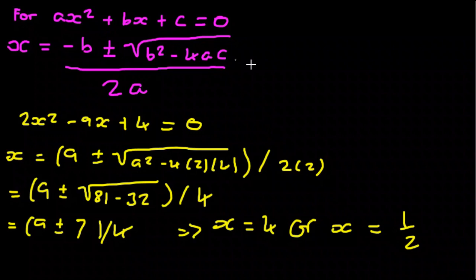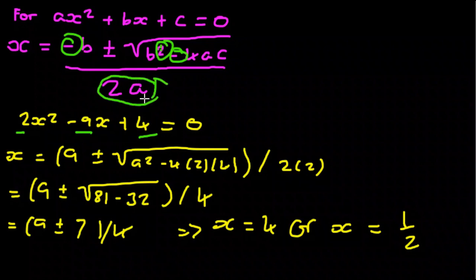The main things to be aware of are: make sure you identify your a, your b, your c. Get some of these signs correct, because that's obviously going to change your answer. Some people forget this square as well, and we're dividing by 2a on the bottom, not just a. Okay, so those are a couple of common mistakes people make.